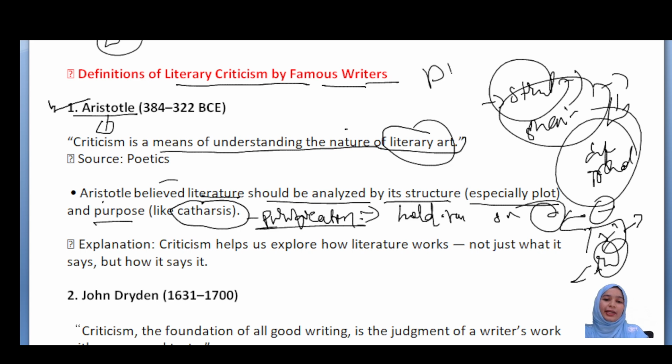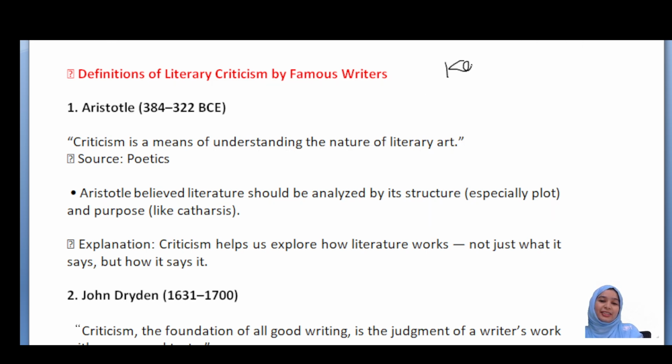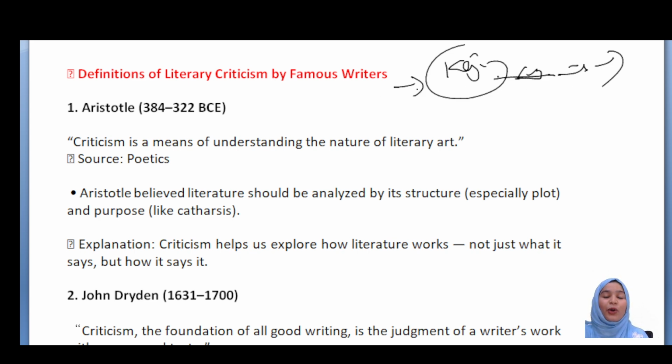DDLJ movie, Dilwale Dulhaniya Le Jayenge. What happens in that scene at the end of the movie? Shah Rukh Khan is awaiting Kajol to grab his hand to take her with him to his home. What happens? His father holds his hand.